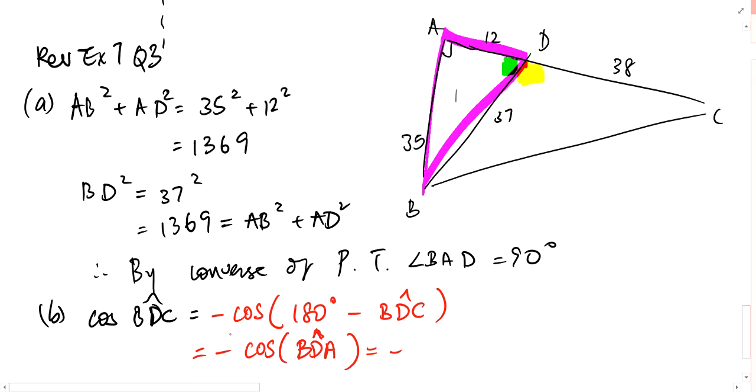Okay, so negative cosine of the angle in green. Cosine is adjacent over hypotenuse. What is the adjacent length? 12. And what is the hypotenuse? 37. That's it. Okay? So continue to be able to see what are the adjacent angles on a straight line.